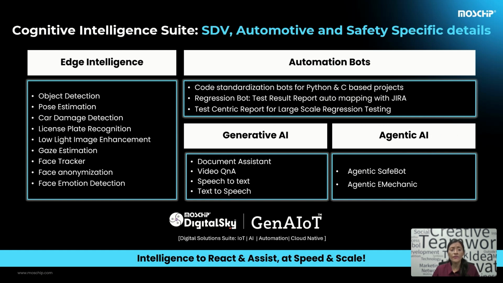Next, generative AI brings intelligent content creation and interaction to the forefront. This will help immensely speed up content generation at various stages in FuSa and help engineers, developers, and auditors. Finally, the Agentic AI section showcases Agentic SafeBot and Agentic Mechanic developed for automotive and SDVs.